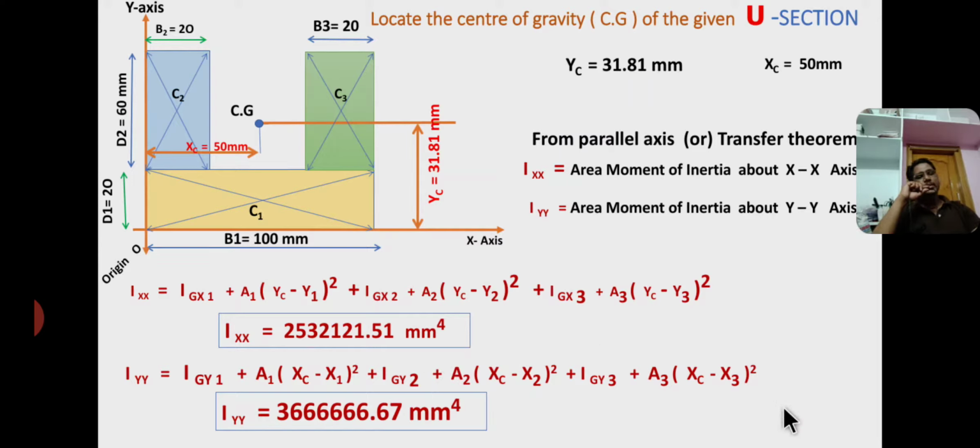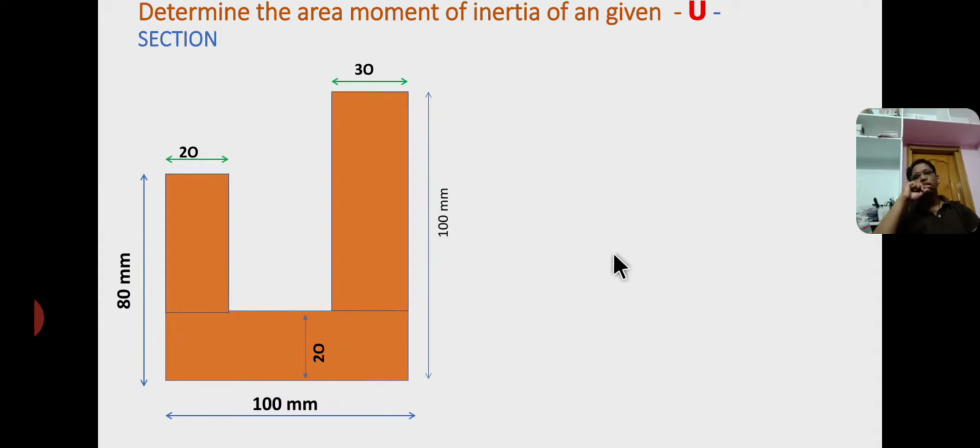Now in the next slide I am going to explain how to determine the area moment of inertia for another U section. Here Gx, Gy are the centroid axes. Now this is also a U section but with unequal lengths. A U section is also called a channel section.